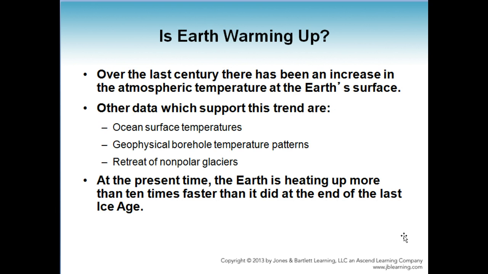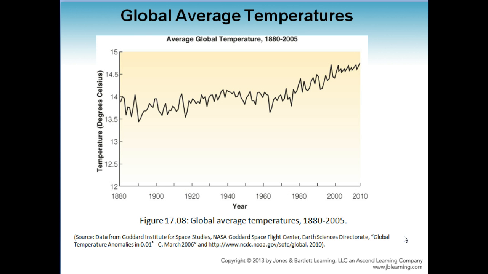So is the Earth warming up? Over the last century, there's been an increase in the atmospheric temperature at the Earth's surface. Other data which support this trend are ocean surface temperatures, geophysical borehole temperature patterns, and the retreat of non-polar glaciers. At the present time, the Earth is heating up more than 10 times faster than it did at the end of the last ice age, some 10,000 years ago.